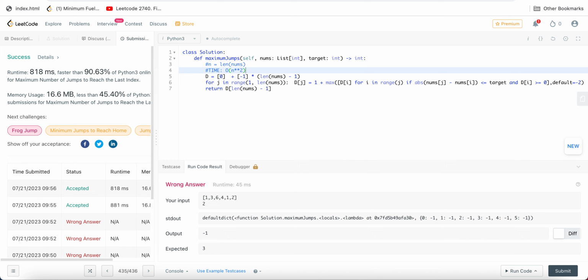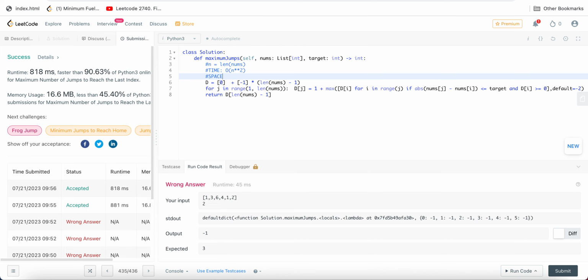And if that doesn't make sense, it's just something to memorize, right? If you have a for loop within a for loop, and for each index iteration of the for loop, you look at everything that's less than that index, that is O of n squared, okay? And then space, well, we create this D array, which is of size n, because it's the length of nums. And these two loops are just updating D. So D is just the size of n, so that's big O of n.